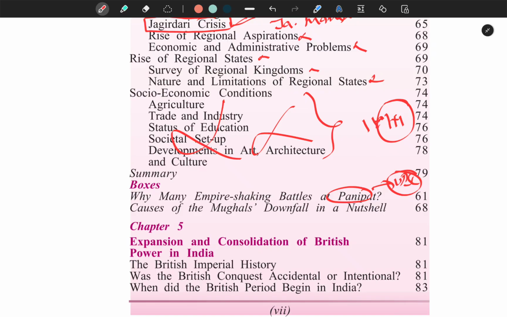Okay. Causes of Mughals downfall in nutshell. See here, the word nutshell is important. You have to read causes of Mughals downfall in nutshell, not to do PhD in the decline of Mughal Empire. That's how it goes.